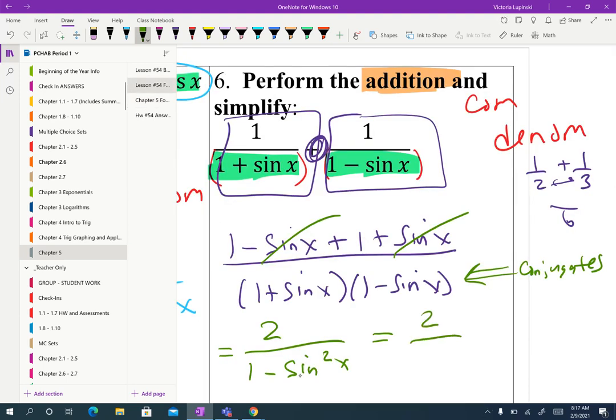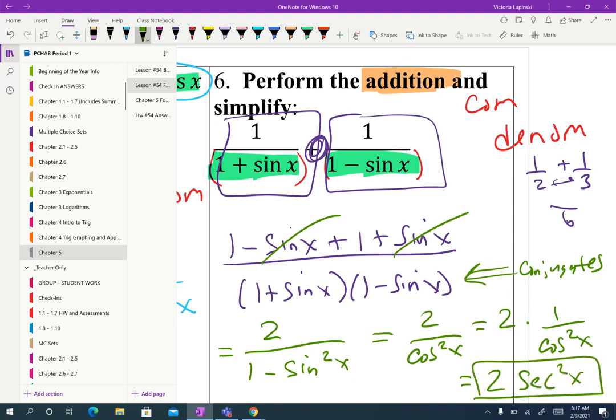So this is going to give you 2 over a cosine squared. And then again, hopefully you can go back and take a look at the fact that, just algebraically, this would be equal to 2 times 1 over cosine squared. And then because 1 over cosine is a secant, 1 over cosine squared is a secant squared.